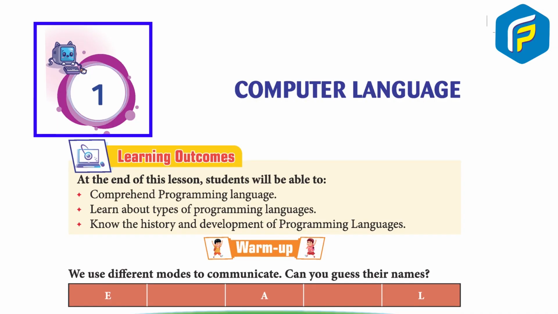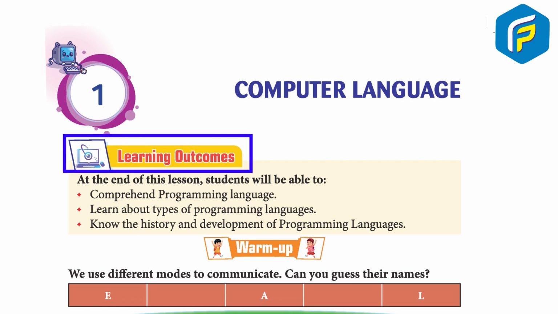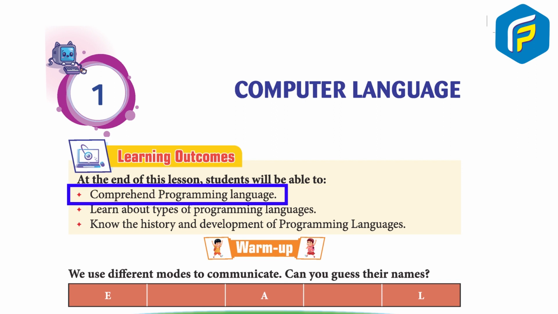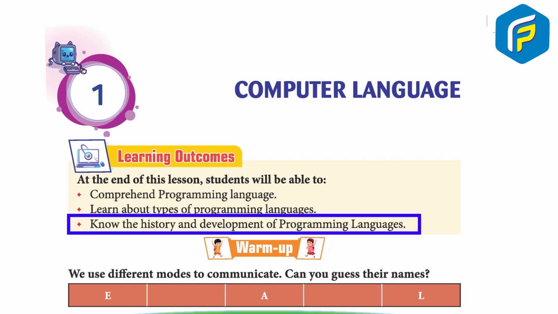Chapter 1: Computer Language. Learning Outcomes. At the end of this lesson, students will be able to comprehend programming language, learn about types of programming language, and know the history and development of programming language.